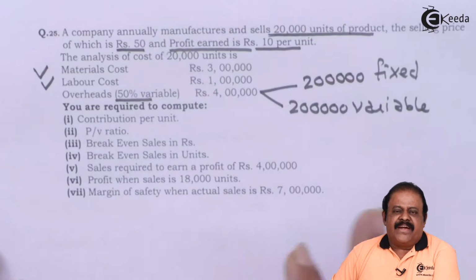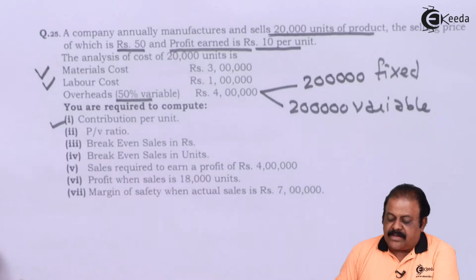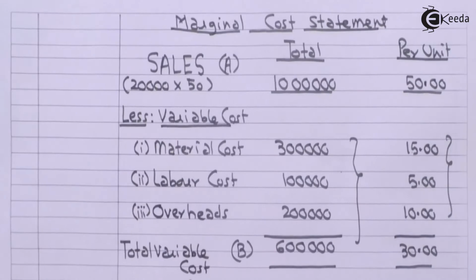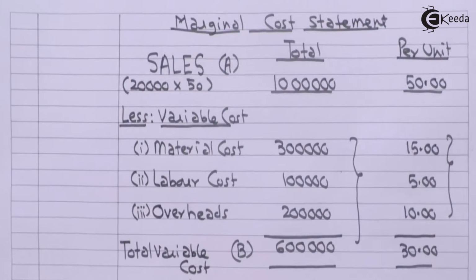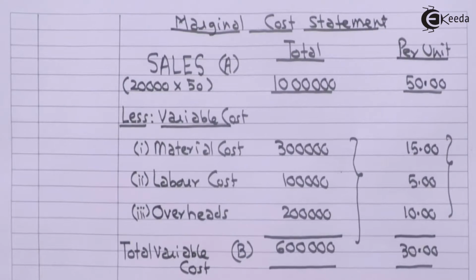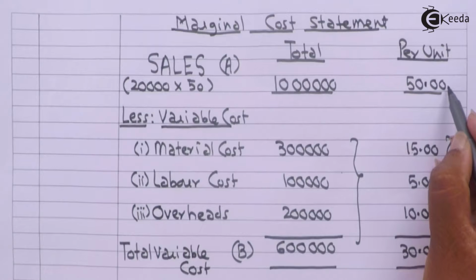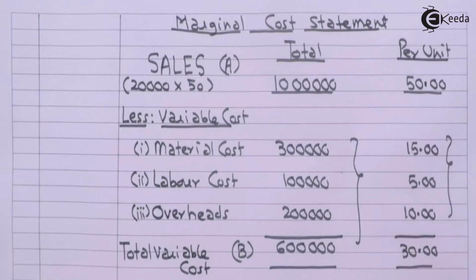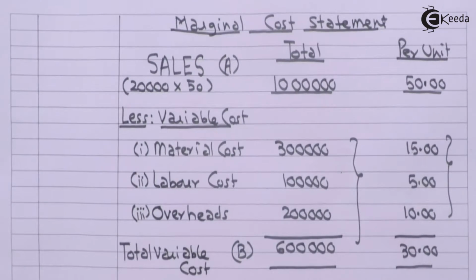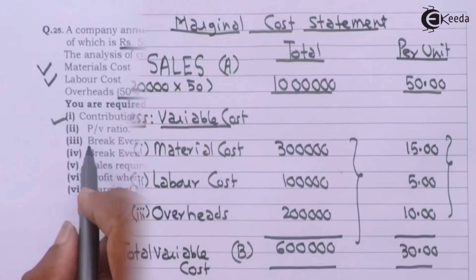We are required to find out contribution per unit. Contribution per unit we have already obtained here. Contribution per unit is 20. Contribution per unit is equal to sales minus variable cost. Selling price is rupees 50. Contribution we can get by deducting total variable cost per unit, that is 30 rupees. So here we got contribution per unit of 20 rupees.